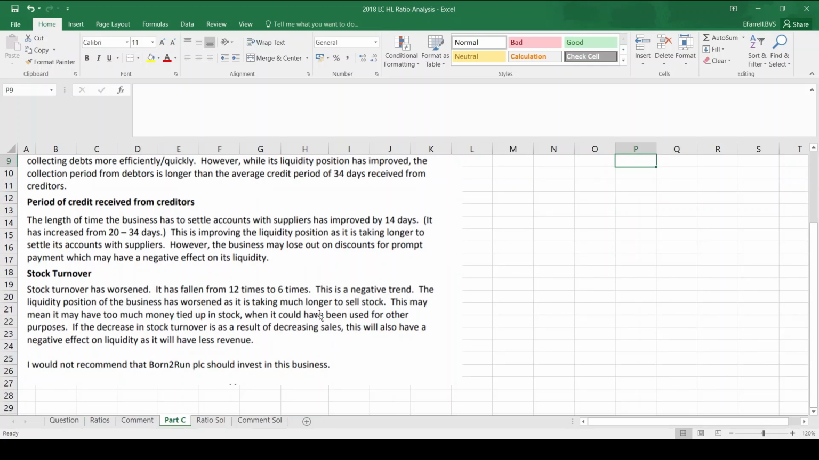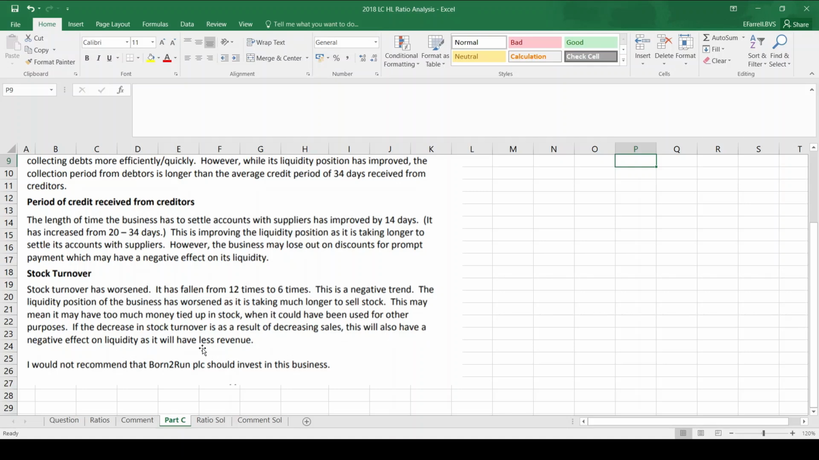The liquidity position of the business has worsened as it's taking much longer to sell stock. So the stock's not turning over as quickly or selling as quickly, it's taking longer. This may mean it has too much money tied up in stock, which isn't good. It could have been used elsewhere for better purposes. If the decrease in stock turnover is as a result of decreasing sales, this will also have a negative effect on liquidity as it'll have less revenue.